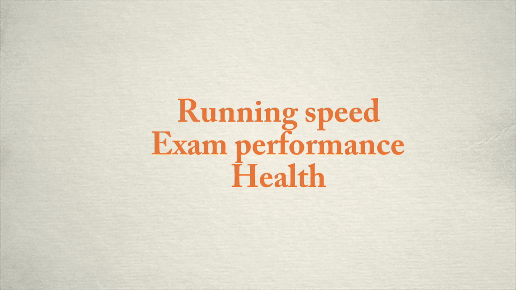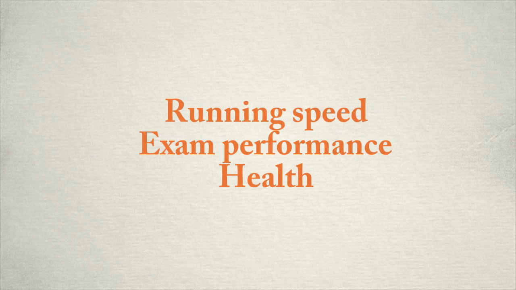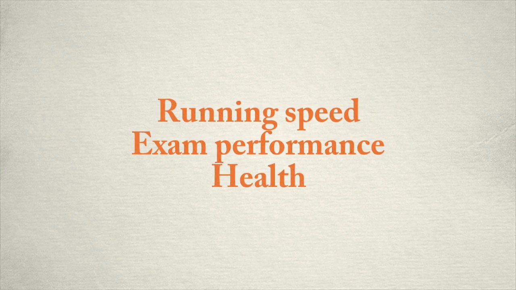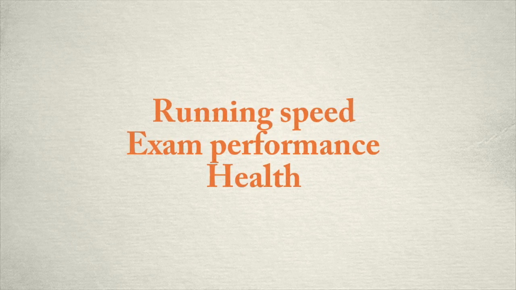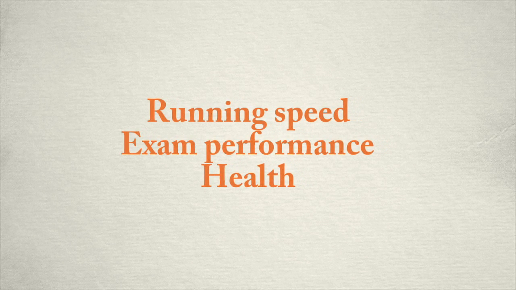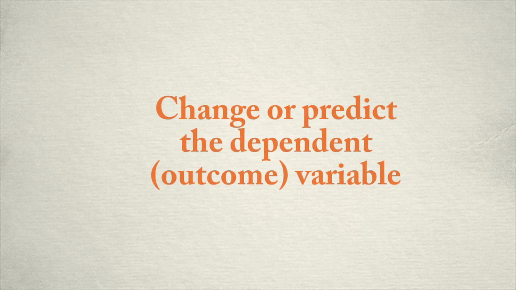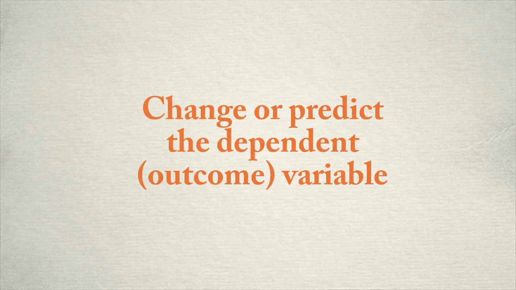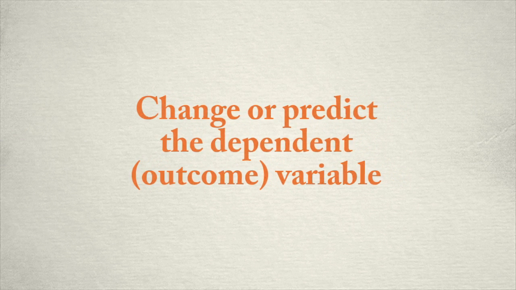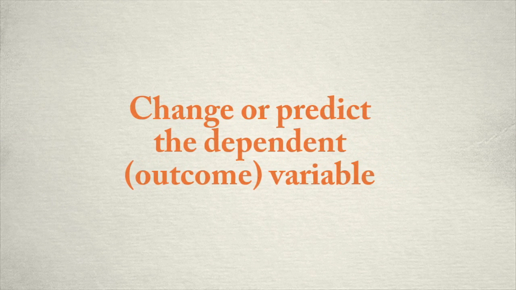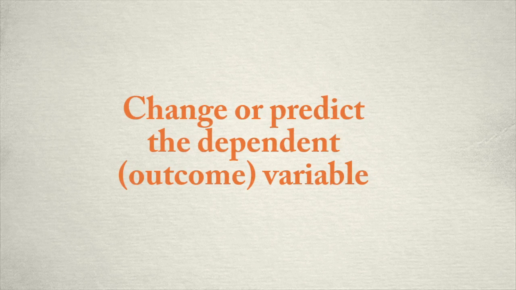Now, in these situations, the variable that we really care about is going to be the outcome variable. That's running speed, exam performance, health. We want to improve this variable, we're just trying to figure out how to do it. The researchers specifically set out to change or predict the outcome or dependent variable. That particular dependent or outcome variable has been deemed important to try to predict or change.